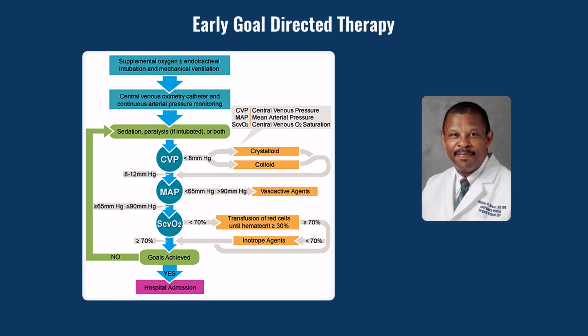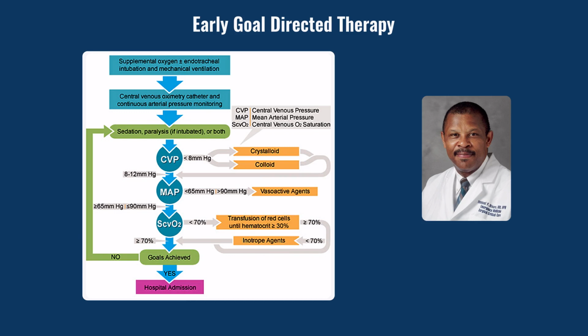Then, if the blood pressure was low, they added vasoactive agents to keep the mean arterial pressure more than 65 and less than 90 millimeters of mercury. And then they had a special central venous catheter by which they measured the central venous oxygen saturation. If it was less than 70, they either transfused blood or added a little bit of inotropic support like dobutamine in these patients. And if all these goals were reached, the patient was considered to be adequately resuscitated.